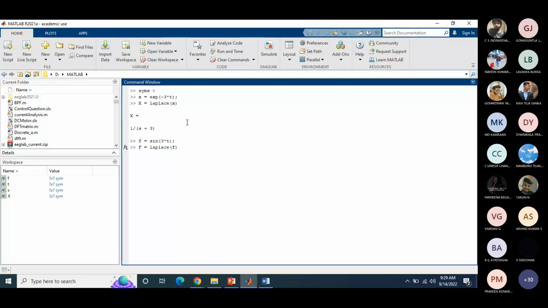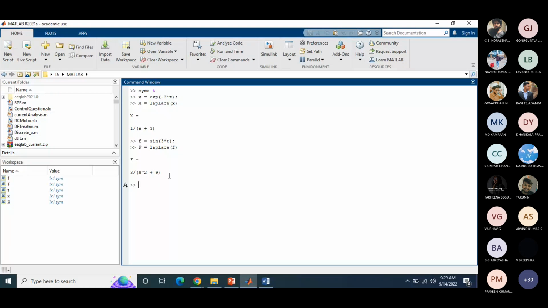What is the Laplace transform of sine omega t? Sine omega t, Laplace transform is omega by s square plus omega square. So similarly, what is omega here? 3 divided by s square plus 9. Correct. See here, 3 divided by s square plus 9.